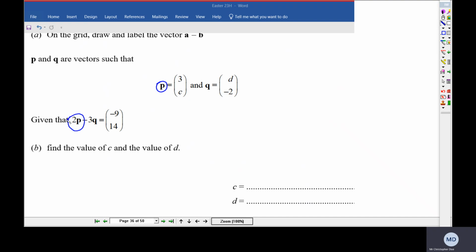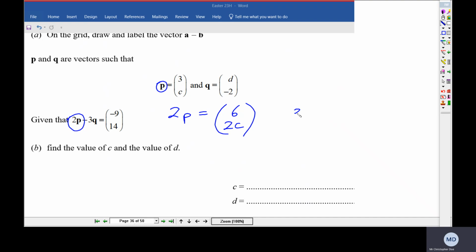There's p. How do we work out 2 lots of p? If we know what p is, how do we get 2p? Times by 2. So let's just double p. Kieran, if that's p, can you double it for me? Yes, and the algebra? Correct. There's 2p.